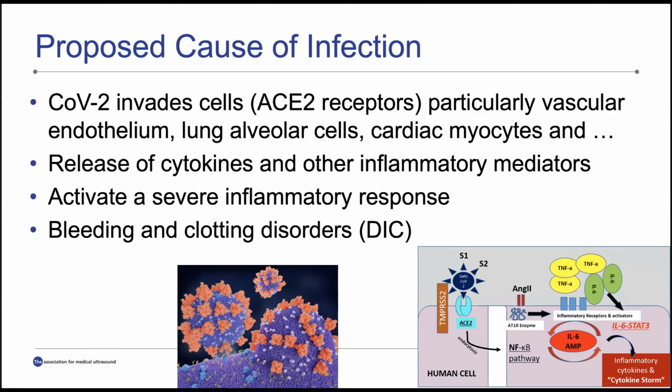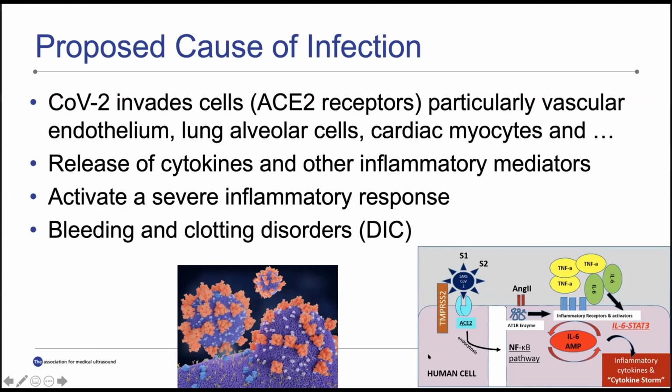Now let's talk about how the infection attacks the body. The virus invades cells through the ACE2 receptors. That's the angiotensin converting enzyme receptors, which are found in multiple parts of the body. As you can see here from this diagram, the virus attacks the cell through these ACE2 receptors. And these are particularly found on the vascular endothelial cells, in the lung, in the alveolar cells, in the cardiac myocytes, and elsewhere throughout the body, including the bowel.